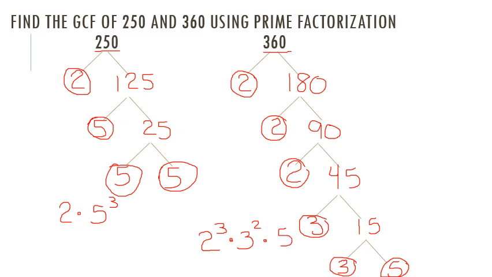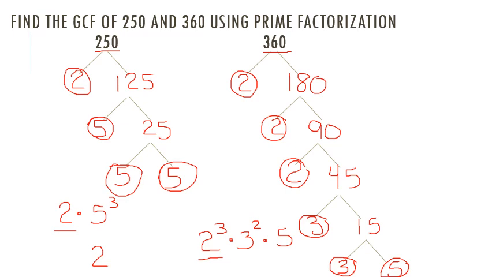So these are the prime factorizations, but that's not what we were asked. We were asked to find the GCF, or the greatest common factor. So first I'm going to sort through and find common factors. I've got a 2 in common, but the lowest number of the 2's that I have in common is just that one single 2.